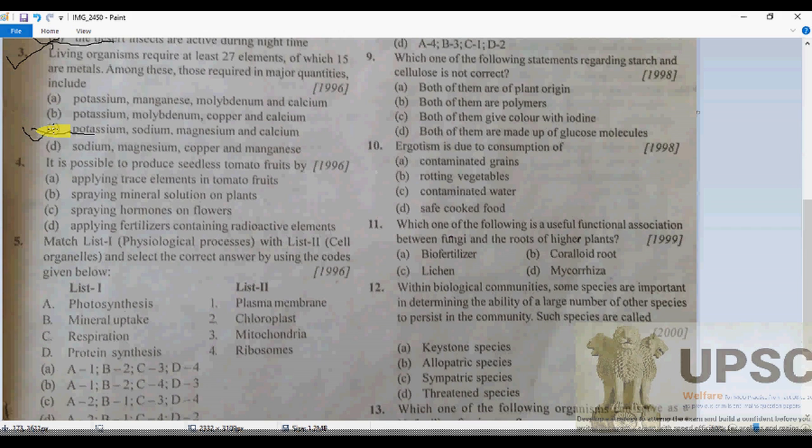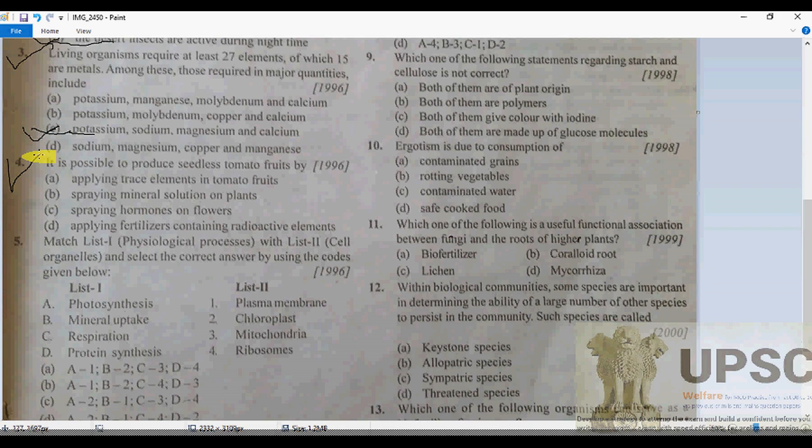C will be correct. Why? Because potassium, sodium, magnesium and calcium are essential for living organisms. Calcium, magnesium and phosphorus are essential parts of bone and teeth, and calcium is also necessary for blood clotting. The sodium helps in muscle activity and nerve transmission, so very important. So here C will be the correct answer.